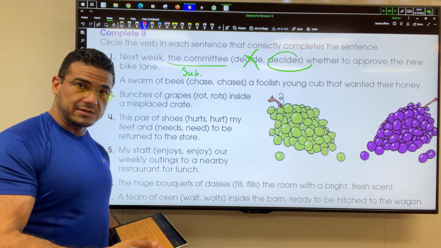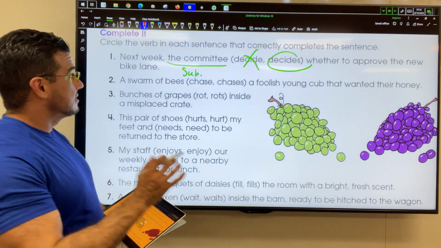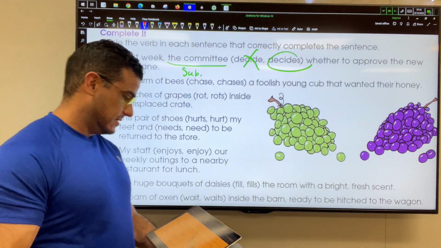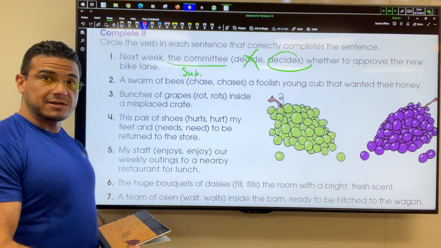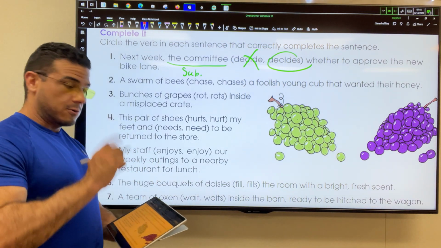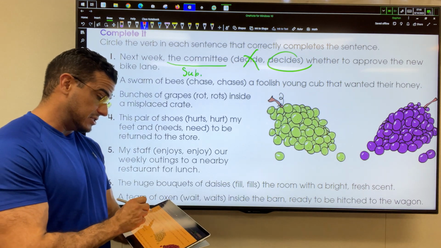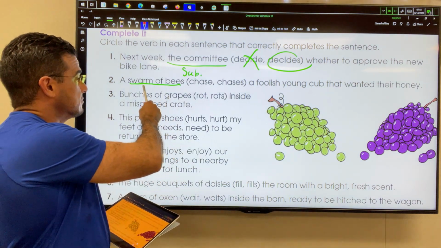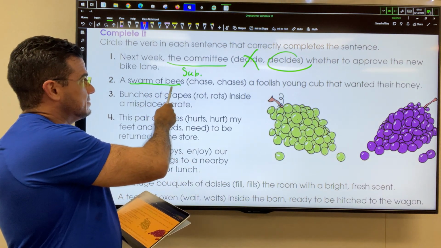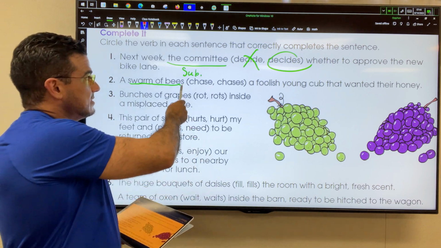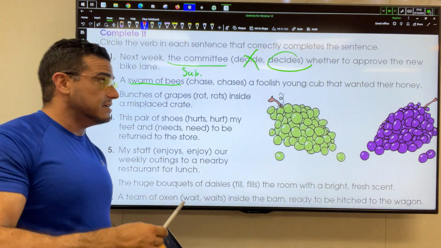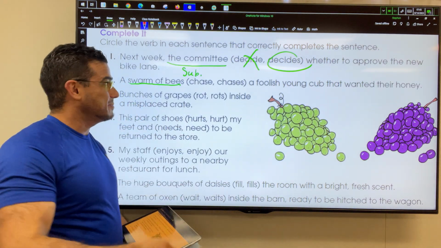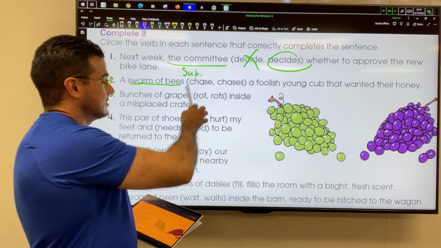Let's take a look at sentence number two. Forgive me if I'm going too quickly. A swarm of bees either chase or chases a foolish young cub that wanted their honey. Go ahead and identify the subject. I'll give you a few seconds. Hopefully you identified the subject as being a swarm of bees. Bees, we know it's a swarm, that's our collective noun. Bees, there's many, many bees. It ends with an S, so my verb to agree should also be plural, which, as I mentioned, runs counter to what you would expect. So instead of chases, it would be chase.